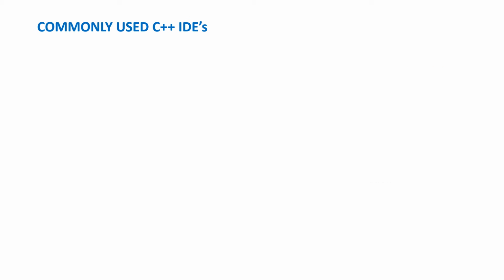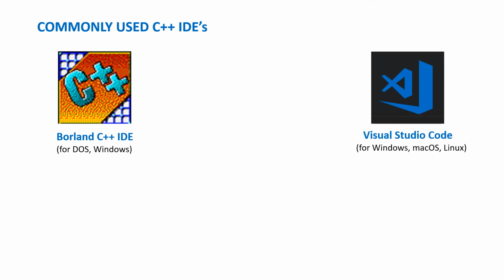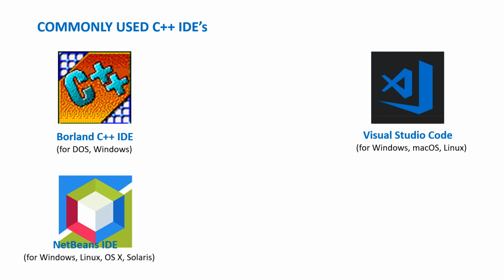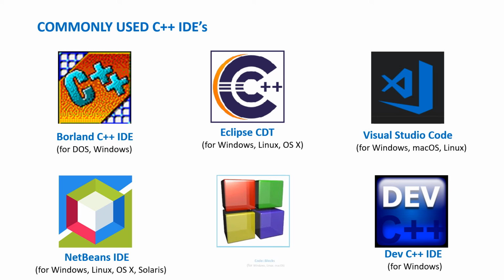Let's now have a look at some of the commonly used C++ IDEs. Borland C++ IDE for DOS and Windows. Visual Studio Code for Windows, Mac OS, and Linux. NetBeans IDE for Windows, Linux, OS X, and Solaris. Dev C++ IDE for Windows. Eclipse CDT for Windows, Linux, and OS X. Code Blocks for Windows, Linux, and Mac OS.